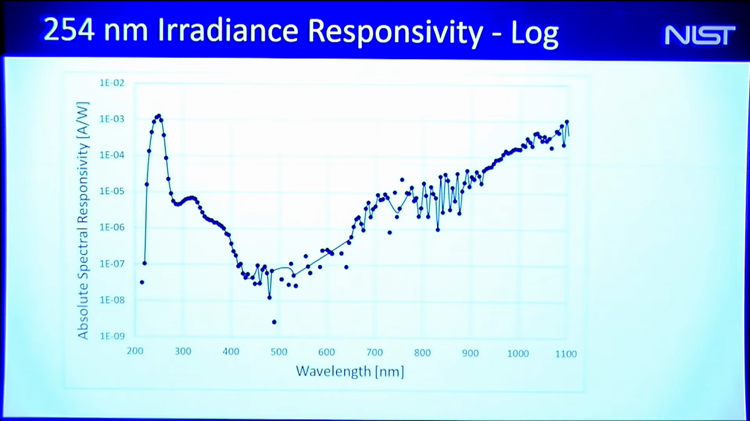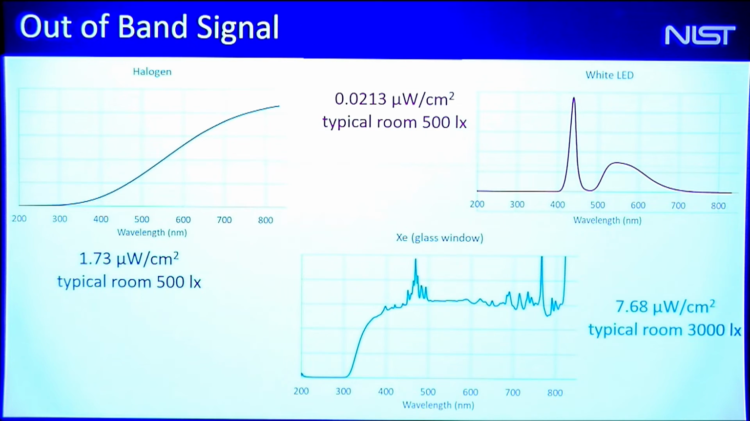Is that important? Do I need to know that? Well, it depends on your situation. If I am in a room with halogen bulbs, and I'm typically at 500 lux of surface light, you're measuring about 1.73 microwatts per centimeter squared out of that device. There's no 254 in the room, but you're measuring 1.753. For white LEDs, it's nice. We hardly have any of that residual signal.